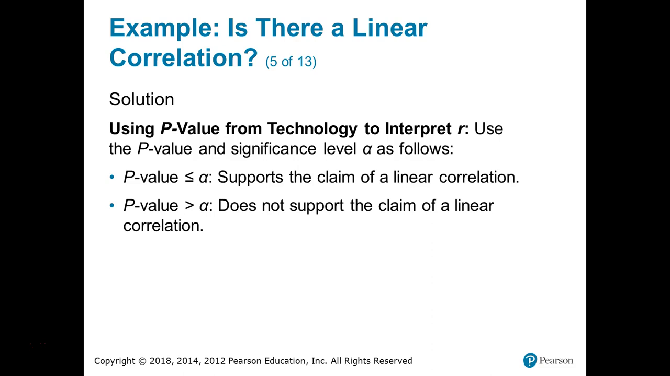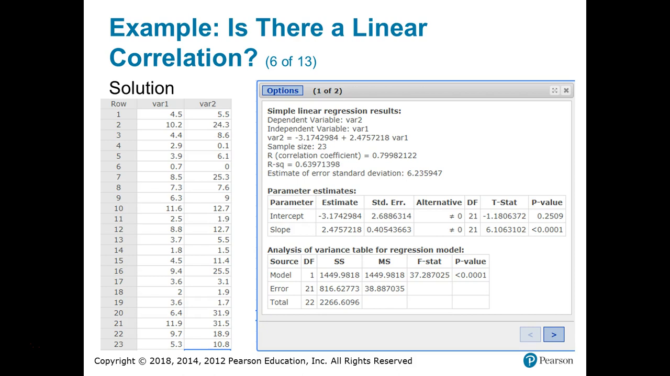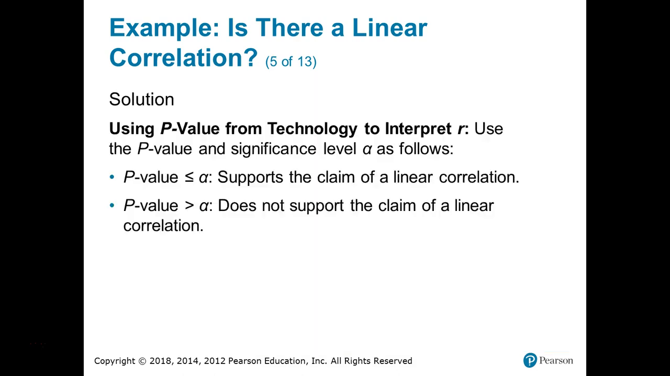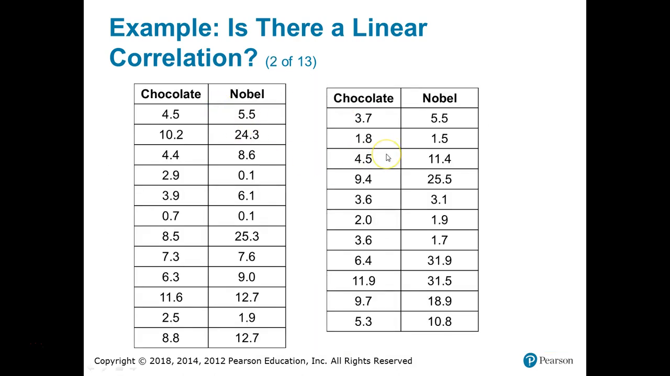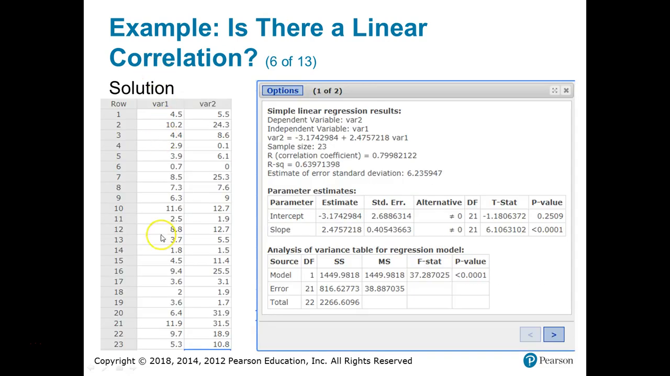So, the real thing here is we're saying the p-value less than or equal to alpha supports the linear correlation claim. P-value greater than alpha does not support it. So we're going to do the same steps that I did before, just trying to figure out that R value. So we have this data right here. I went into StatCrunch, and I have chocolate as my variable 1, and Nobel as variable 2. I went to the top and followed the steps like I showed you before, and this is my output right here. I have my R value, and I have my t value over here.